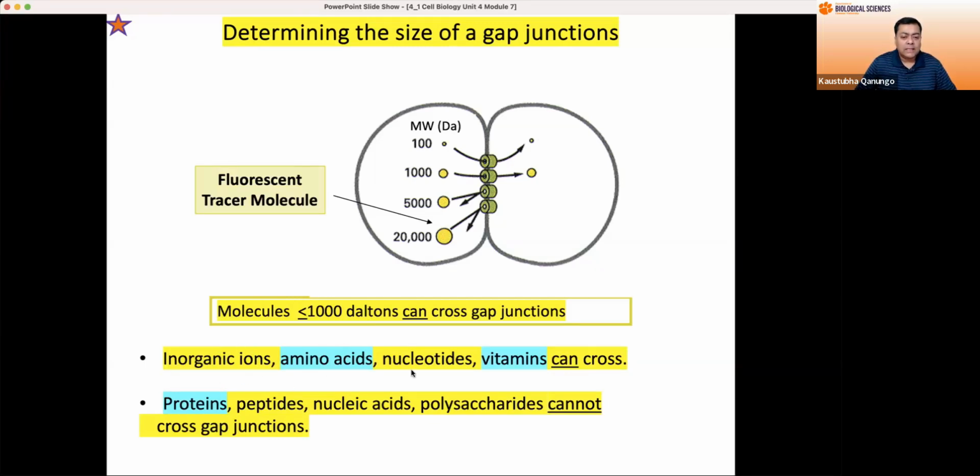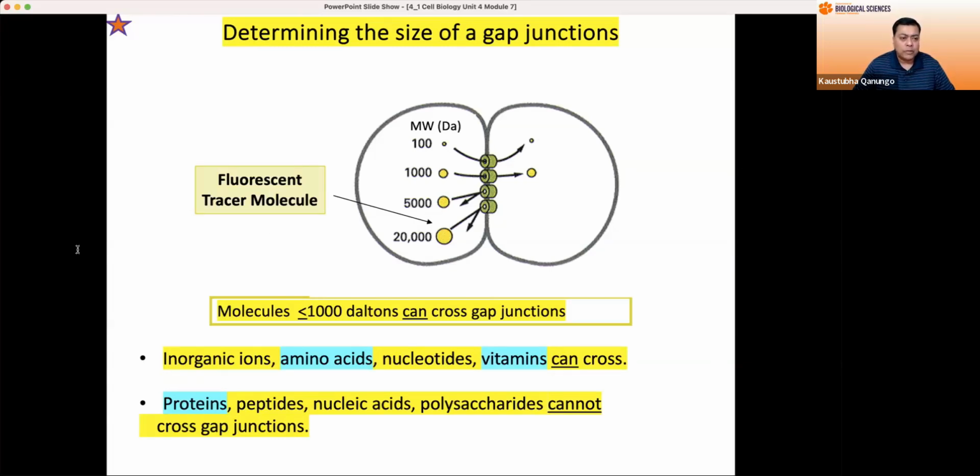Inorganic ions, amino acids, nucleotides, and vitamins can cross, whereas proteins, peptides, nucleic acids, and polysaccharides cannot cross the gap junctions. One of the important things is that if you put a fluorescent tracer molecule right here, fluorescent tracer molecules are usually, for example, GFP. If we inject green fluorescent protein or red fluorescent protein, as soon as you see the word, you do not even have to know the molecular weight or anything like that.